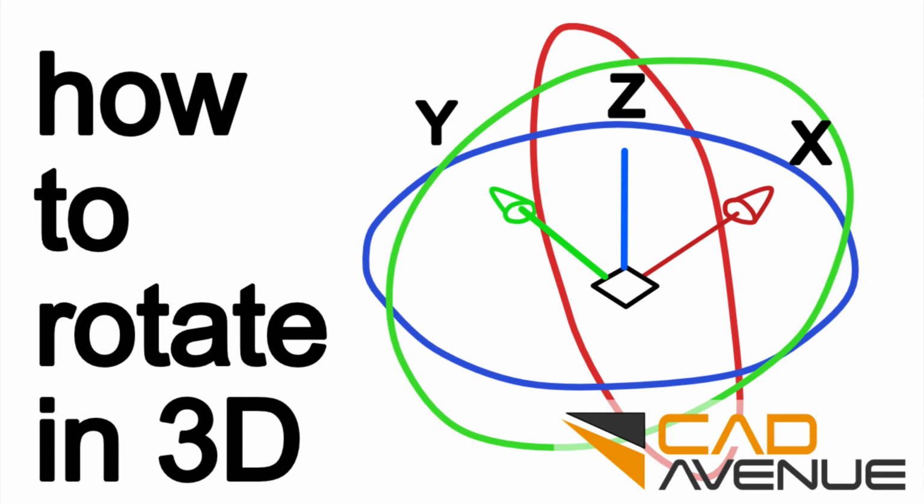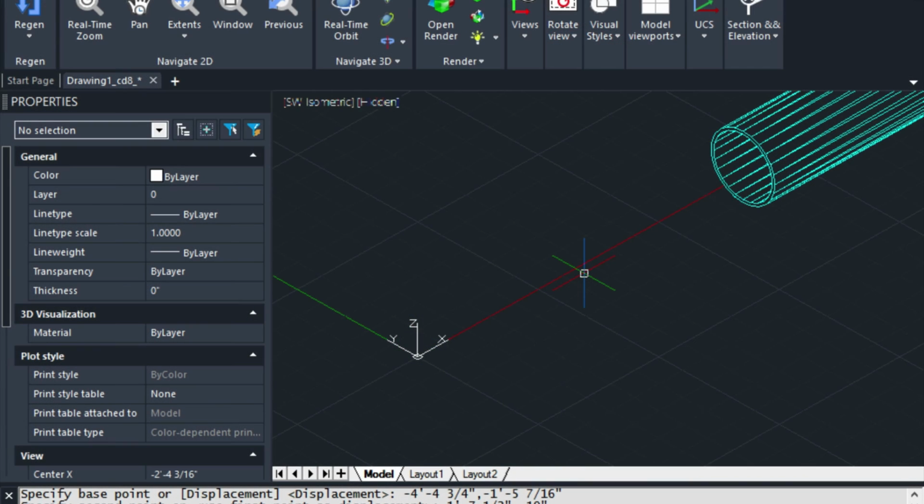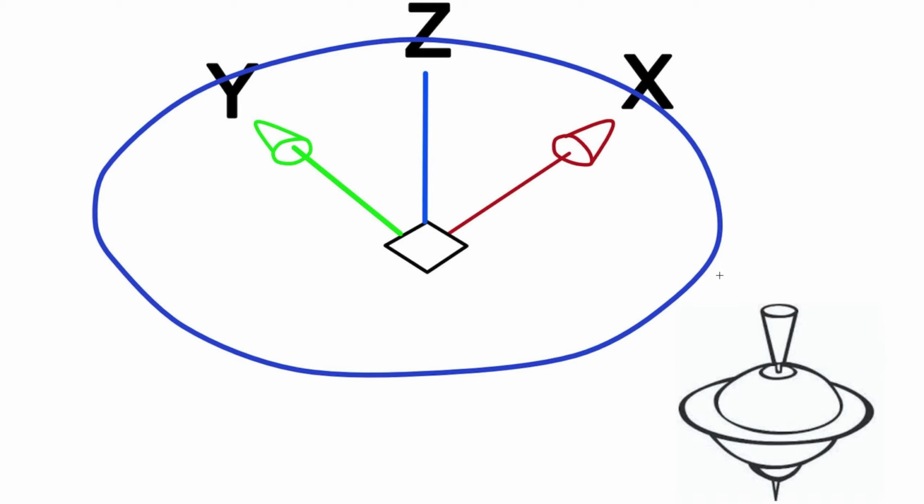Today I'm going to be talking a little bit about rotating in 3D. Once you understand the basic concepts of it, it's actually not that hard. You just kind of have to be aware of the UCS icon here. And the UCS icon tells you where the Z is and where the X and the Y is.